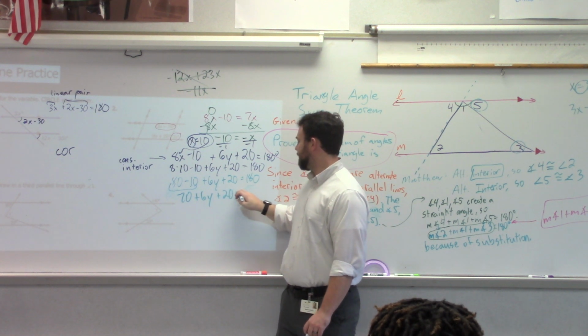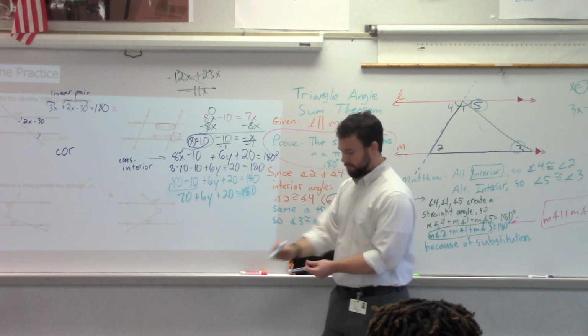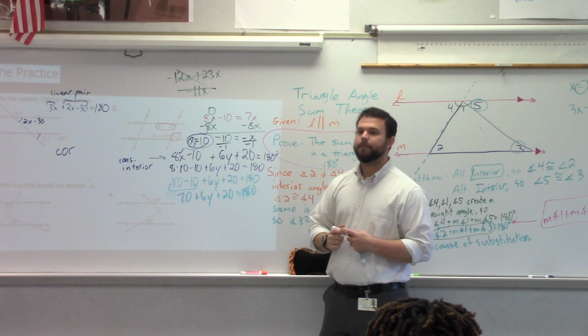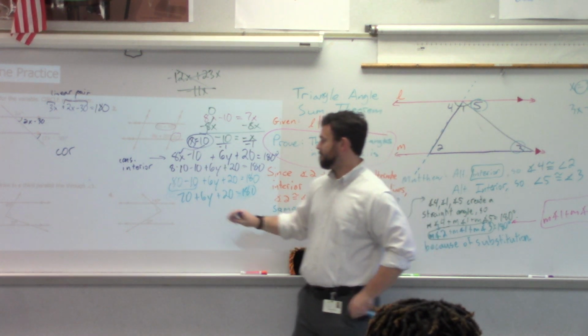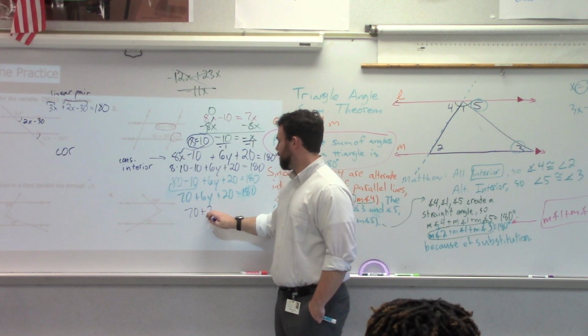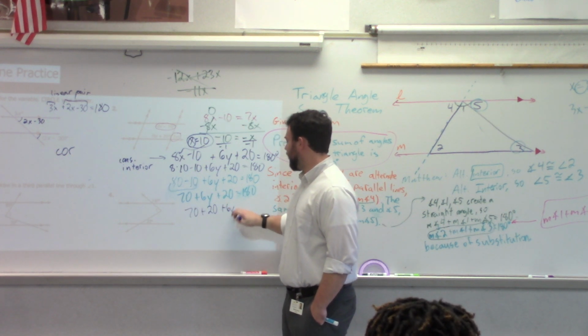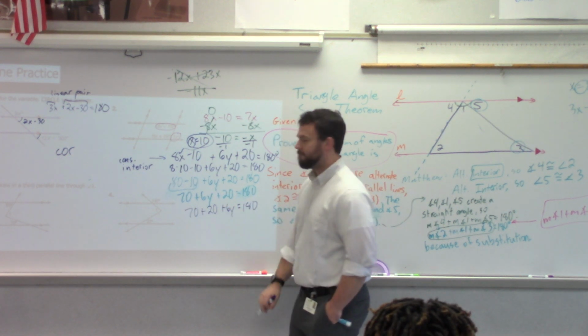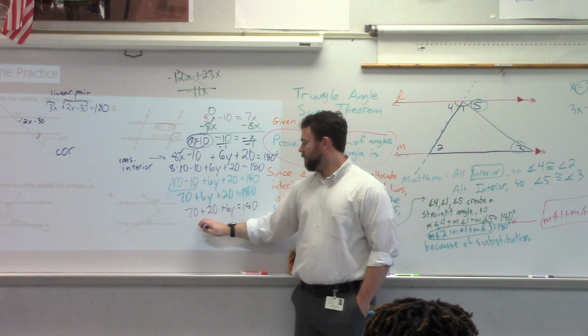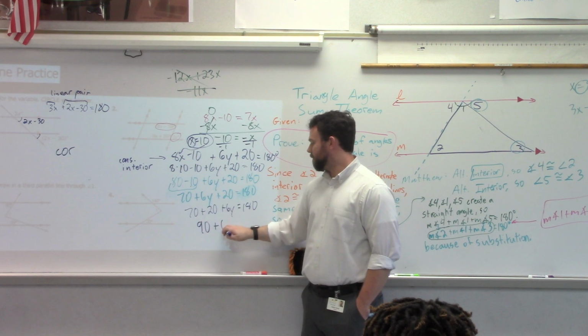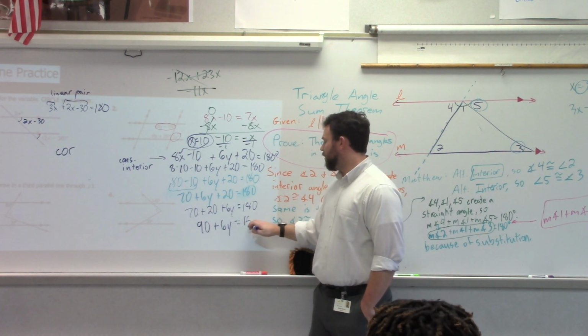Then you do minus 20 on both sides. Can I do minus 20? Yes. Is there anything else I could do? Commutative? Can't I use a commutative there to get my like terms together? Because now I would get what? 90. Right?